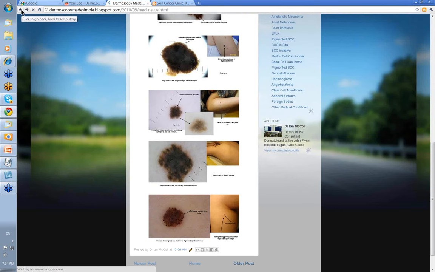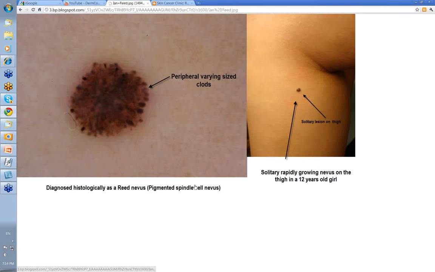The older they are, the more difficult it is to be certain about these, and the more you should look at excising them. This was one of my own just recently, 12-year-old girl. Very few, in fact, no other nevi at all. And this suddenly grew up within a period, I think, of about 6 months. This was the dermatoscopic appearance, varying clods, peripheral clods here, I think, rather than pseudopods. Varying size as well. We usually regard varying size as a marker of potential melanoma if it's in an adult. But there's the sort of variations acceptable in the child.